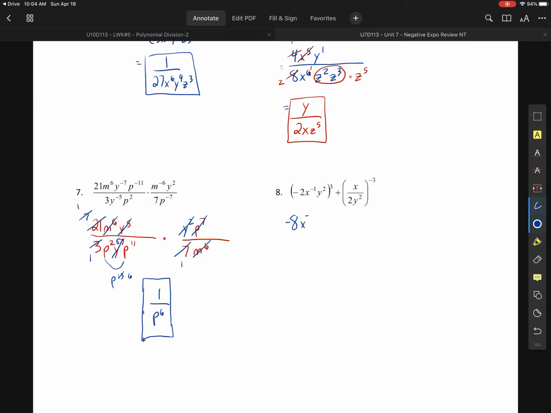All right. -8, x to the -3rd, y to the 6th, which is -8, y to the 6th over x to the 3rd, plus, I'm going to flip this right away, 2y squared over x to the 3rd power, 8 y to the 6th, x to the 3rd. All right, good thing here. We have the exact same fractions, we have the exact same common denominators, we have the same variables. So in this situation, we combine, and we are left with nothing.